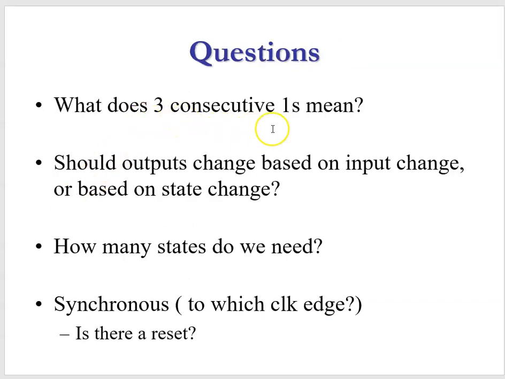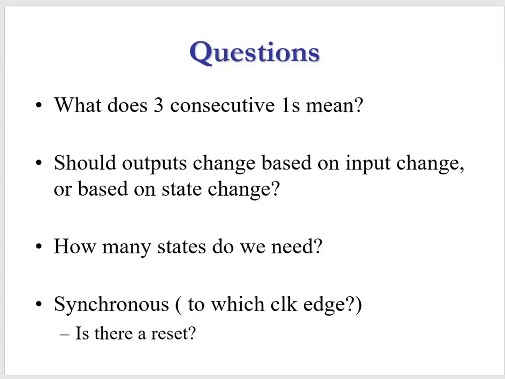What does 3 consecutive 1s mean? Should the outputs change based on input change or based on state change? Do we have a Mealy or a Moore state machine? Should the input allow the output to change? How many states do we need? It's going to be synchronous, but to which clock edge? Do we need an asynchronous reset of some sort? So it's going to be the answers to this list of questions that we're going to use to design the problem.